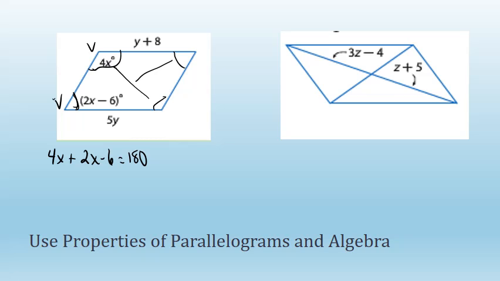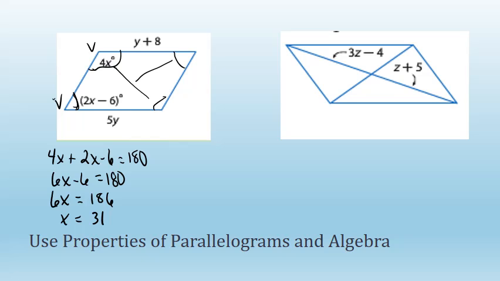And then solve for x. So let's combine the like terms. 4x and 2x is 6x. 6x minus 6 equals 180. And let's add 6 to both sides, to begin to isolate the x. So 6x is equal to 186. And then we divide both sides by 6. 6 goes into 18 three times. Then 6 goes into 6 one time. And so x equals 31.